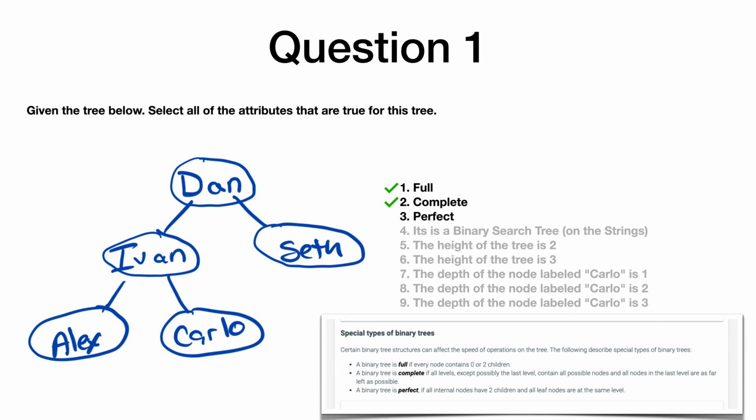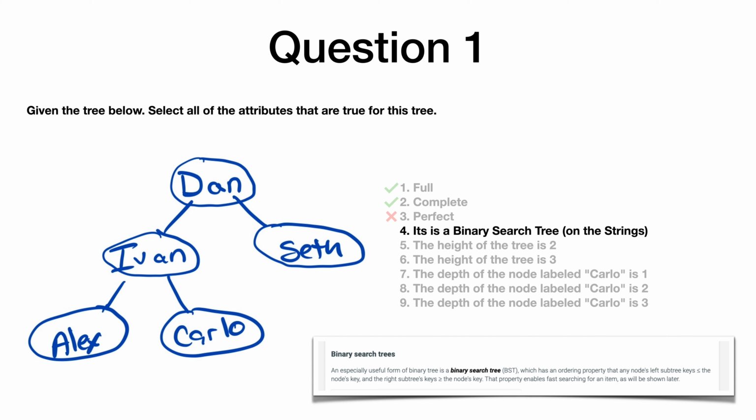And then the definition of perfect: a perfect binary tree is one where all internal nodes have exactly 2 children and all leaves are at the same level. And that's not true, right? Because this leaf, Seth, is a leaf because it doesn't have any children, but it's not at the same level as the other leaves. So this is not a perfect tree. It is full and complete, but it's not a perfect tree. So those 3 are related, and we just got the definitions. Let's move on to the next question.